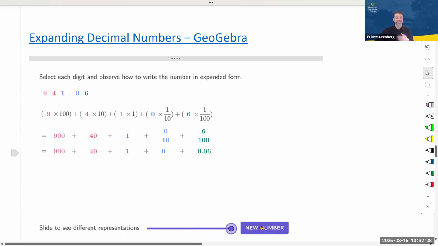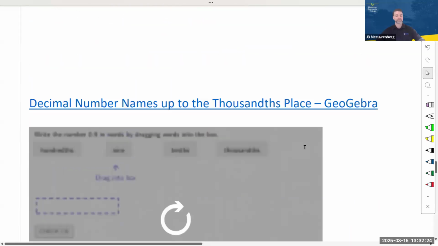And then you can do a new number. I suggest you play with this because it helps you as you see those unveil, as you pull that dial to the right, what the value of each one of those place values is. So I suggest that you play around with that.